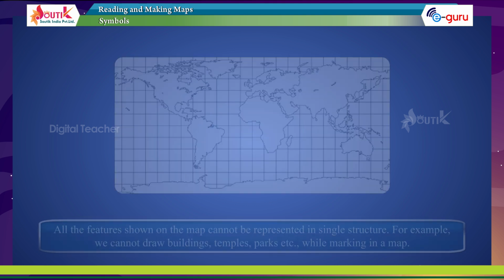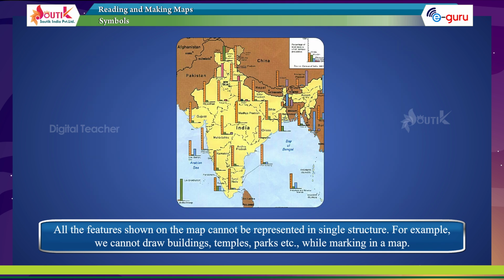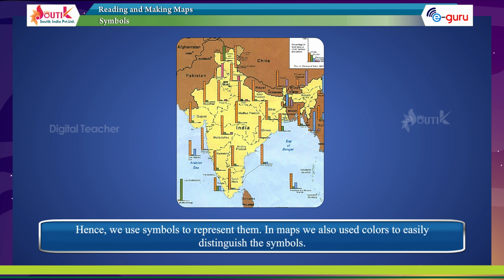Symbols. All the features shown on the map cannot be represented in a single structure. For example, we cannot draw buildings, temples, parks, etc. while marking in a map. Hence, we use symbols to represent them.